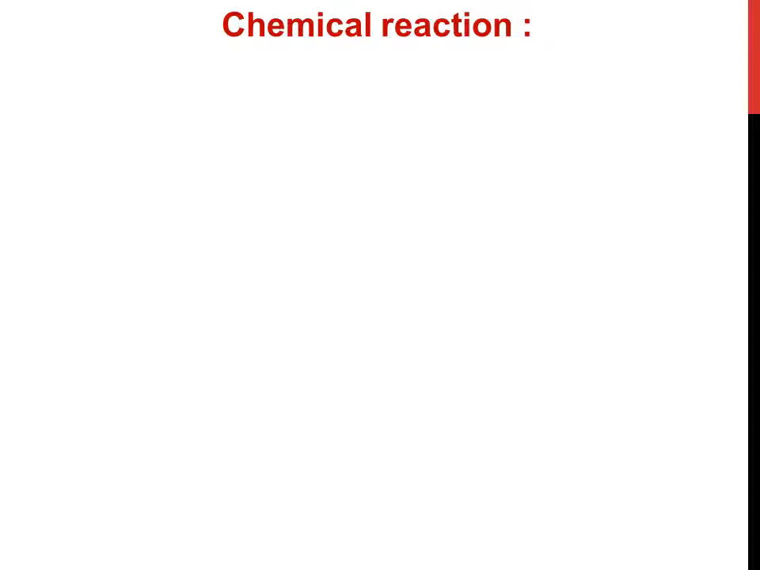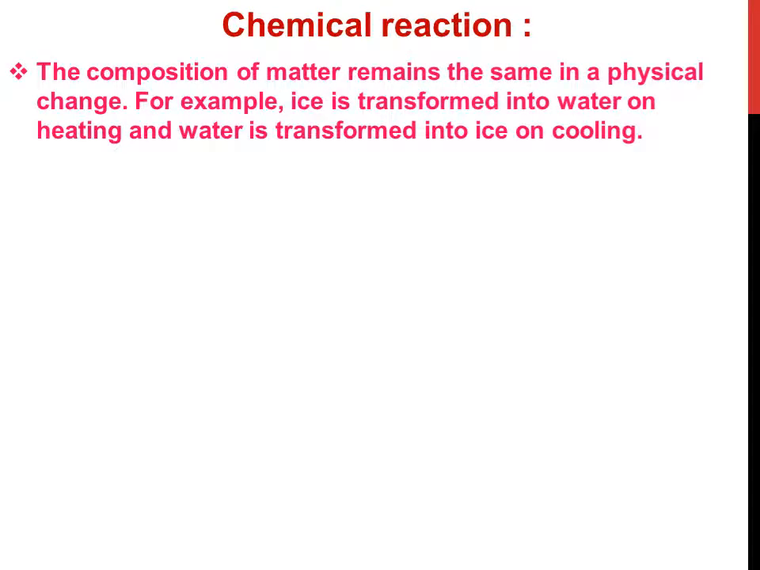Now we are going to study about chemical reactions. A physical change takes place due to the change in parameters such as temperature and pressure. Often a physical change is reversible. The composition of matter remains the same in a physical change. For example, ice is transformed into water on heating and water is transformed into ice on cooling.